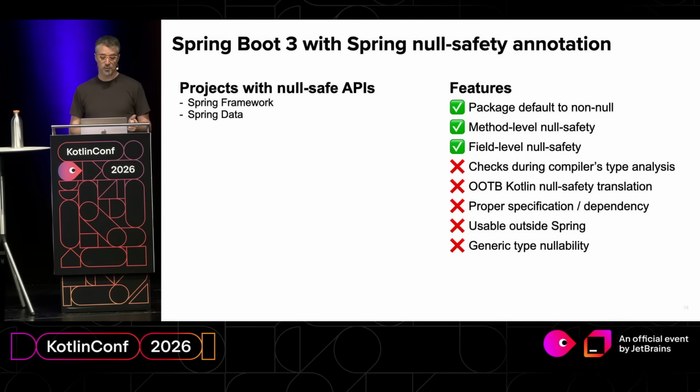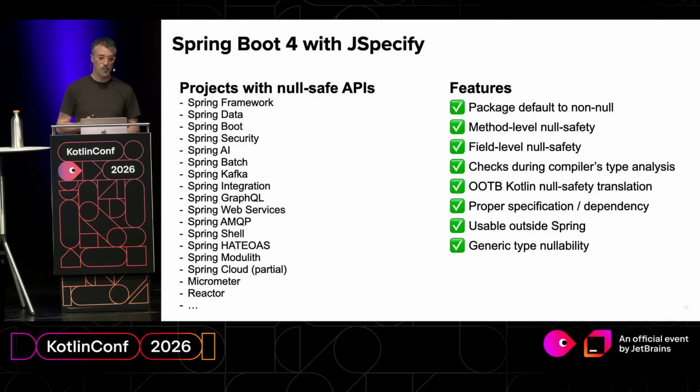You needed to specify to the Kotlin compiler that you need to translate to Kotlin null-safety. So we were doing that by default, but still that's a configuration that you had to apply to your Spring Boot project. There was no proper specification or canonical dependency. It was not usable outside of Spring, and the generic type nullability was not supported. So basically, for generic types, you still had those platform types, exclamation mark. With Spring Boot 4, we have done a lot of work.